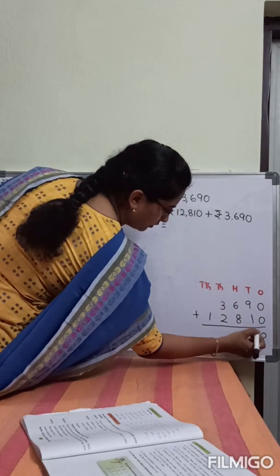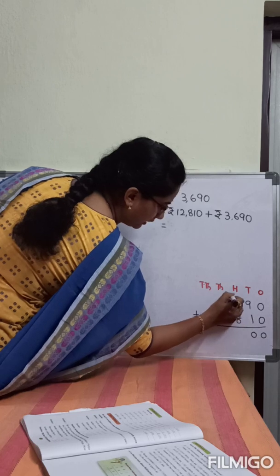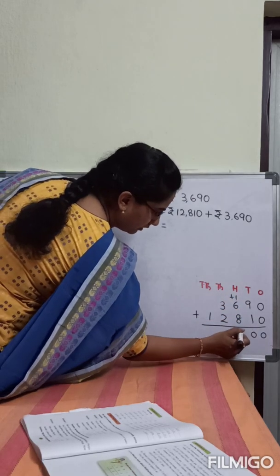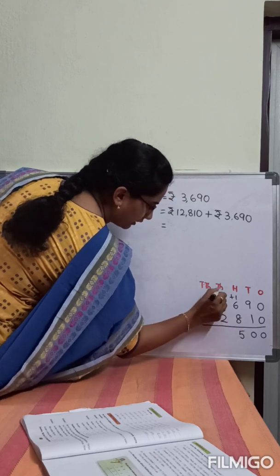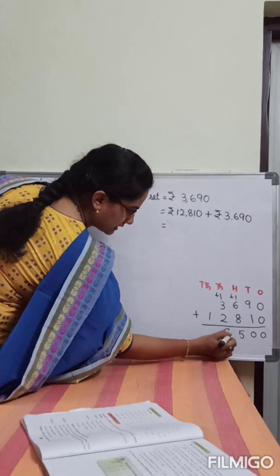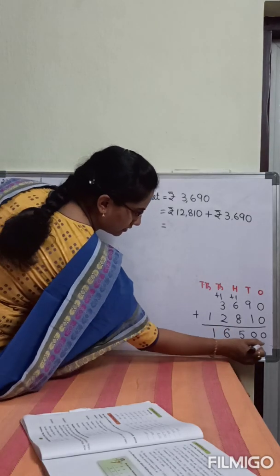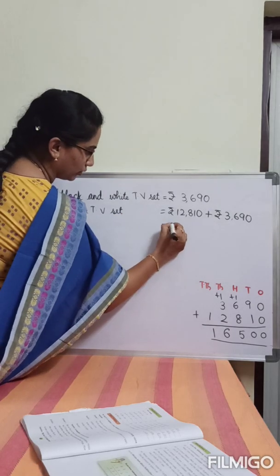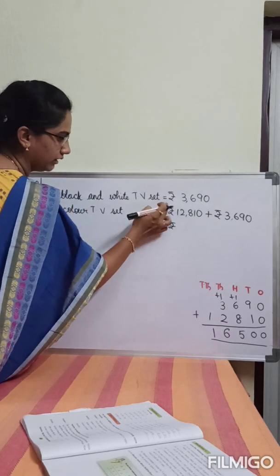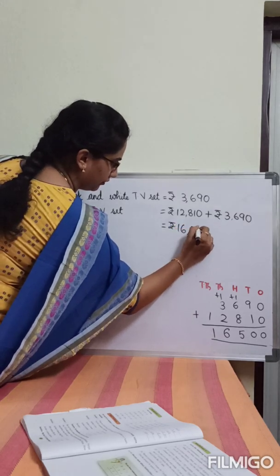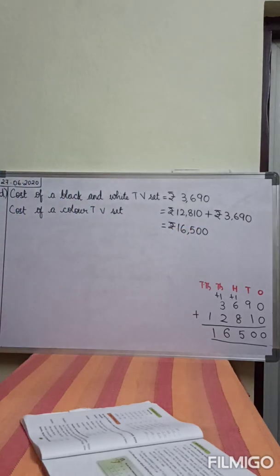0 plus 0, 9 plus 1, 10. Carry forward. 1 plus 6, 7. 7 plus 8, 15. Carry forward 1. 1 plus 3, 4. 4 plus 2, 6. 1 as it is. This is the cost of one color TV set. Rupees. Do not forget to write the units. Rupees. 16,500. Now we have got the cost of the color TV.